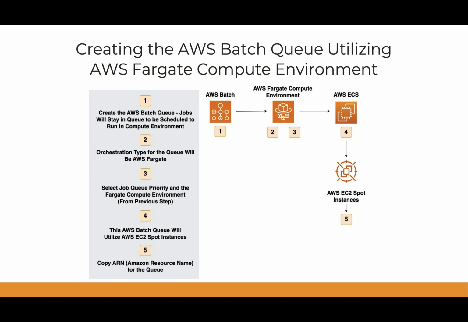The creation of the AWS batch queue is the next step. It plays a crucial role in job scheduling. The Amazon resource name, or ARN, for the queue is needed during the subsequent AWS step function state machine workflow, start execution, and output to AWS S3 step.